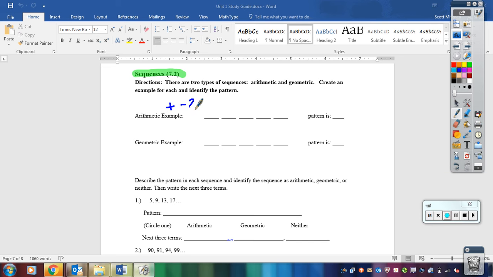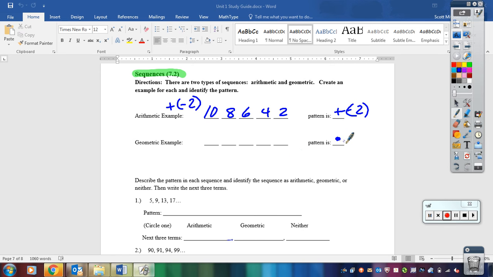So let's do arithmetic. Add negative 2. We start with a number, let's say 10, add a negative 2, 8. Add a negative 2, 6. Add a negative 2, 4. Add a negative 2, 2. It looks like I'm subtracting 2, but really I am adding negative 2. Let's do another, geometric.